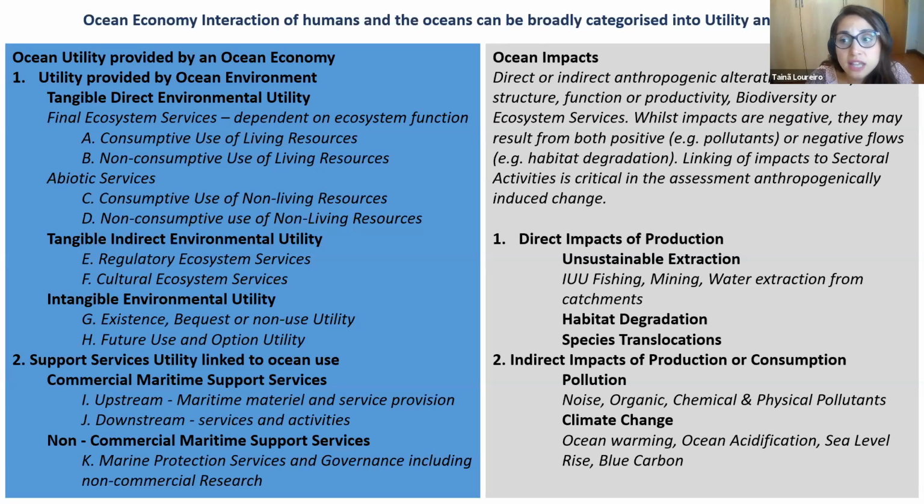The direct uses include consumptive use of living resources, for example, fisheries, consumptive use of non-living resources like offshore oil and gas, for example, non-consumptive use of living resources such as scuba tourism, and non-consumptive use of non-living resources like shipping. Among the utilities supported by the ocean or linked to it, we can identify commercial support services like shipbuilding, and also non-commercial support services activities like marine protection services or governance. The impacts, on the other hand, are resultant from the ocean-human interaction, and they are classified as direct impact of production arising from unsustainable extraction, habitat degradation, and species translocation, as well as indirect impacts of production or consumption, such as pollution or climate change.